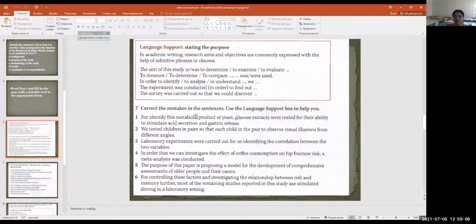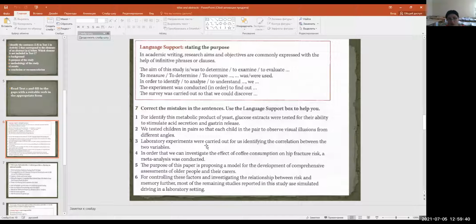Number 1: "identifies this metabolic product of yeast, glucose extracts were tested for the ability to stimulate acid secretion and gastrin release." So not "to identifies", but "to identify". The infinitive should be used here. Number 2: "We tested children in pairs so that each child in the pair not to observe", but "could observe" should be used here, "could observe visual illusions from different angles."